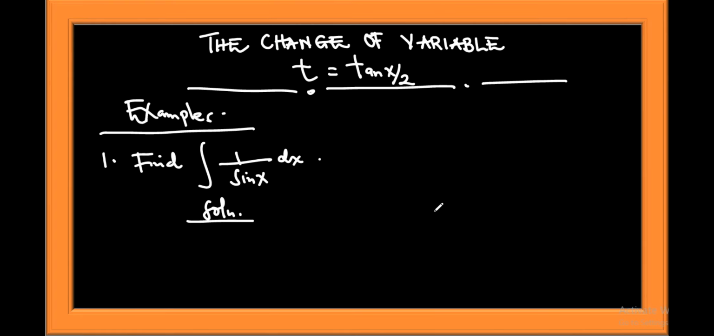I have the very first one on my screen. We find the integral of 1 over sine x dx. This can also be called the integral of cosec x with respect to x. Take care about that. Now, I'm going to show you two ways of doing this very question. But at the end of the day, in all of them, we shall still use the change of variable t equals tan x over 2.